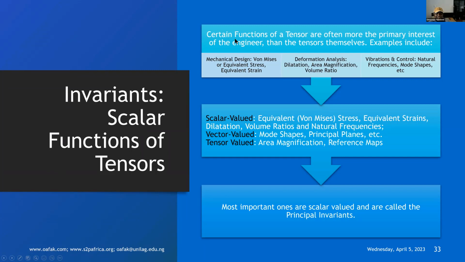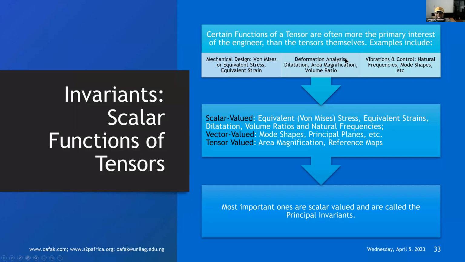So the engineer is more interested in some functions of tensor than even the tensor itself. So what the engineer is looking at is not the tensor, but some functions. Examples include in mechanical design, you are looking at the von Mises or equivalent stress or equivalent strain. All these are not the stress tensor itself, but it's a scalar function of the stress tensor or a scalar function of the strain tensor.